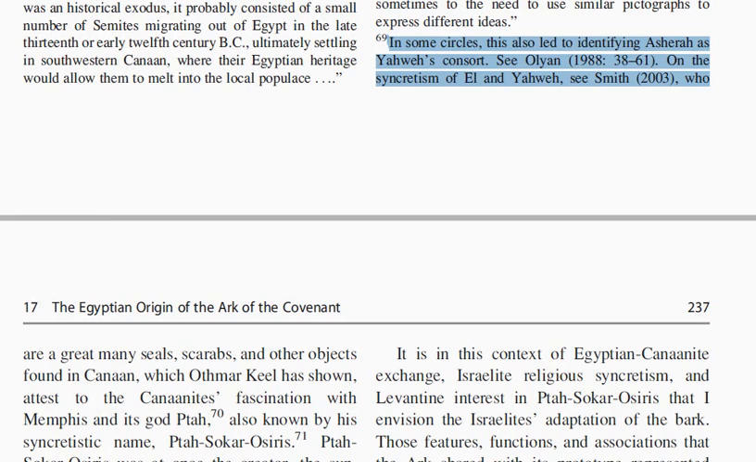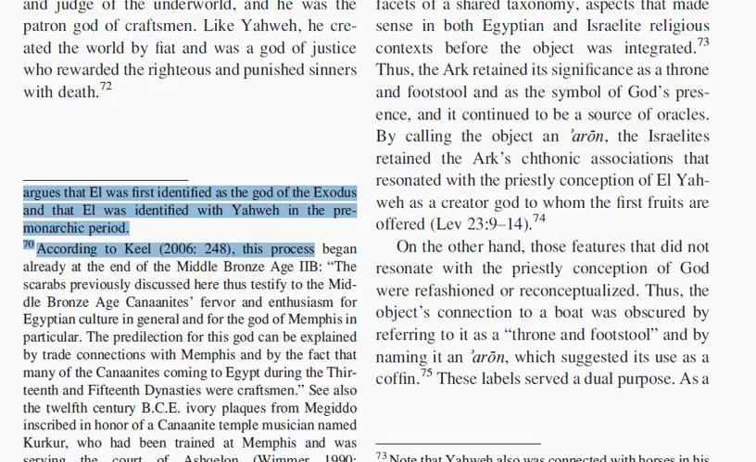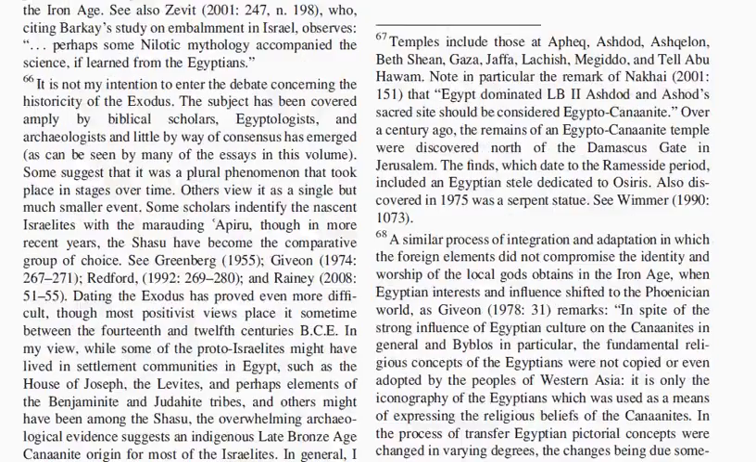Footnote. In some circles, this also led to identifying Asherah as Yahweh's consort. See Olyan, 1988, pages 38 to 61. On the syncretism of El and Yahweh, see Smith, 2003, who argues that El was first identified as the God of the Exodus, and that El was identified with Yahweh in the pre-monarchic period. End of footnote.